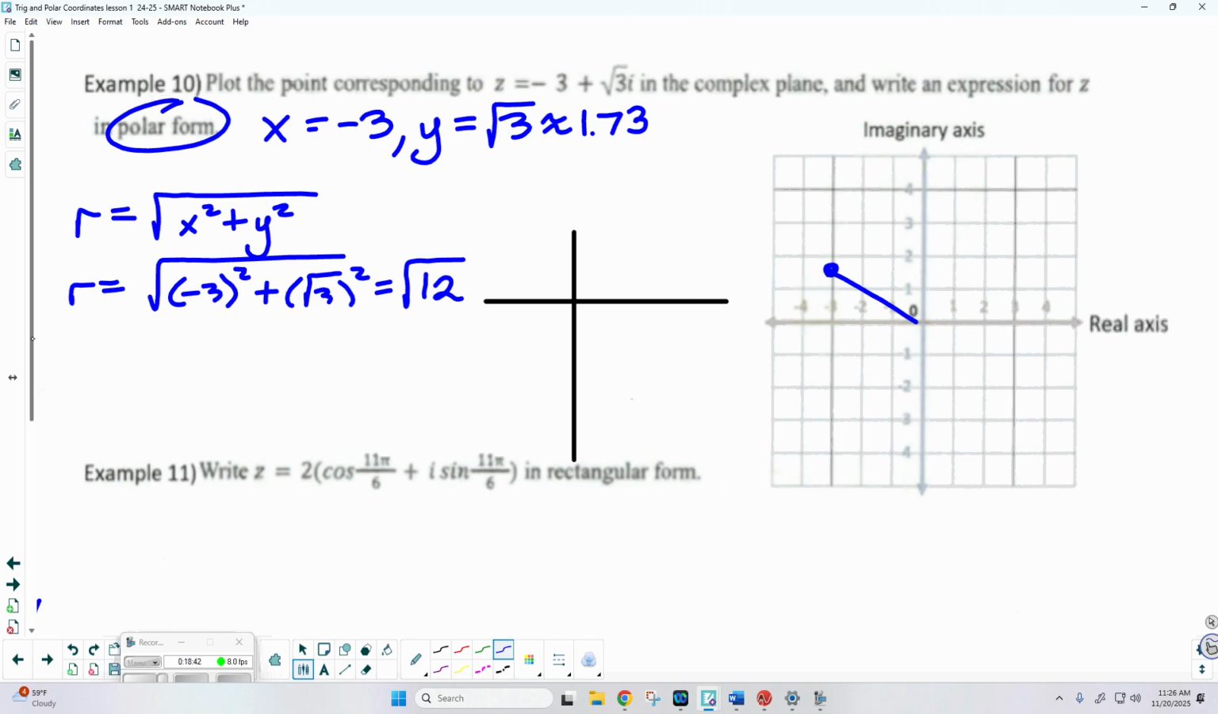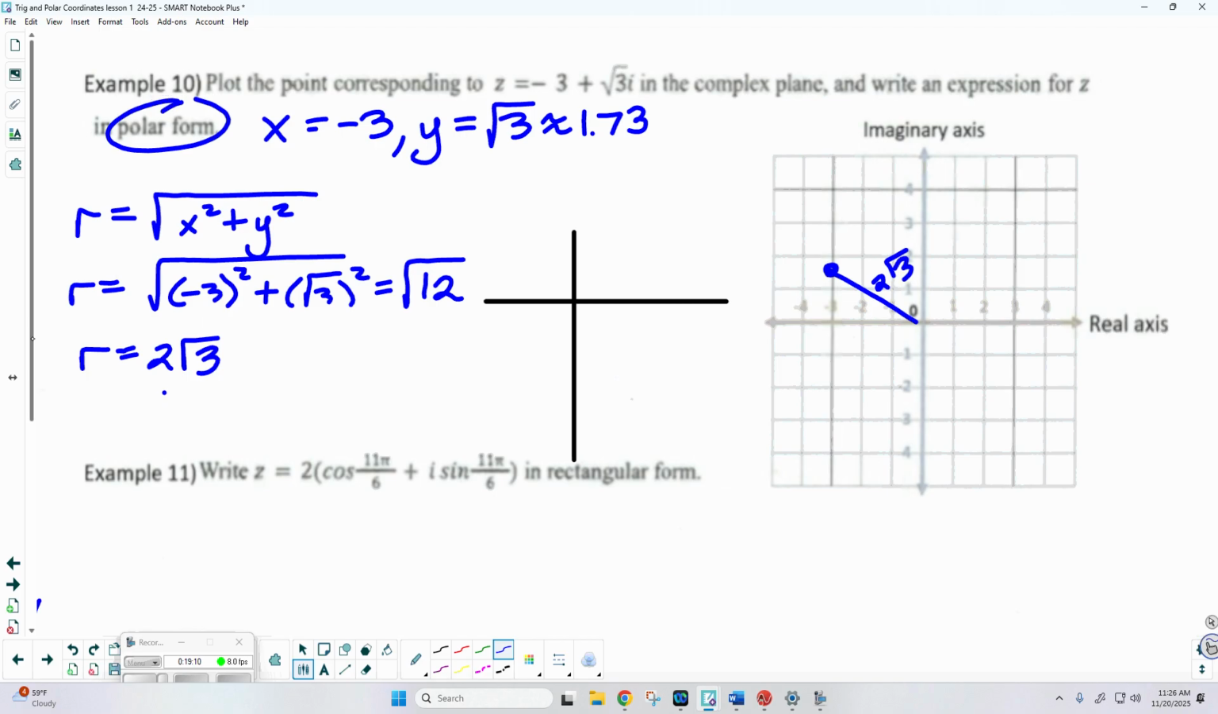So what would that be if I simplified it? Actually, what do you think? Square root of 12 simplified. 2 square root of 3. So there's my radius. Okay, so I know that the distance this point is from the origin is 2 square root of 3 units. Now we need to go ahead and find the angle theta.